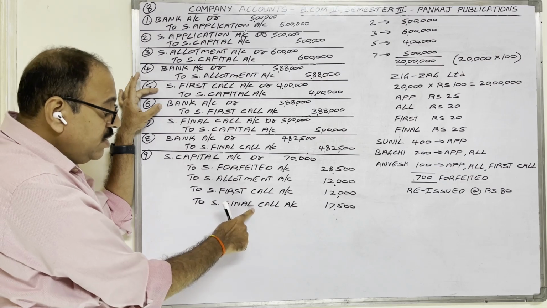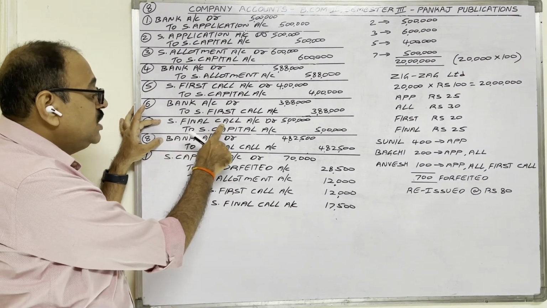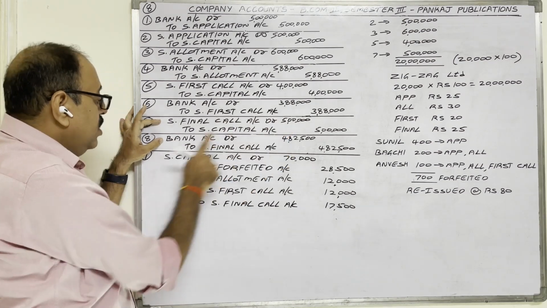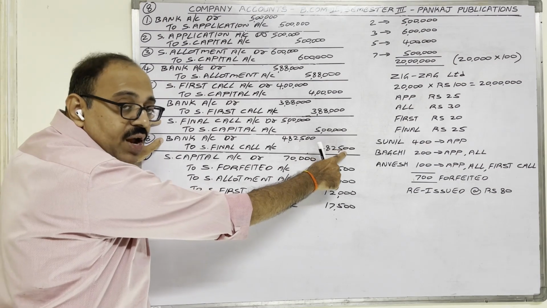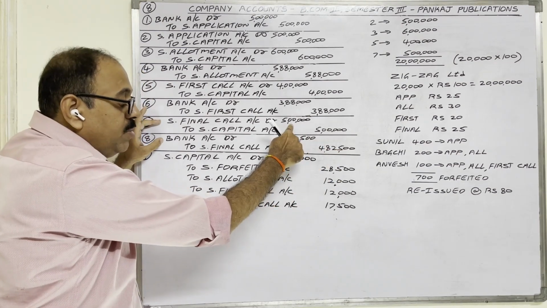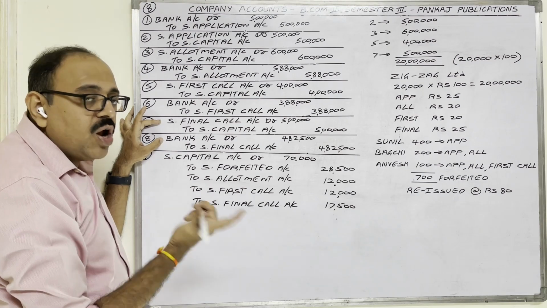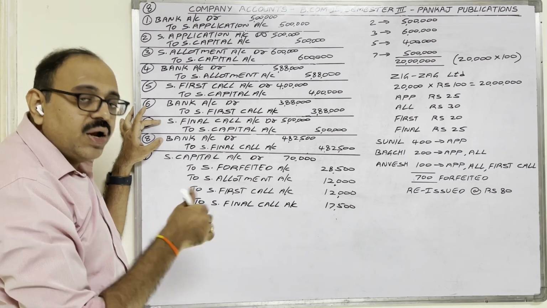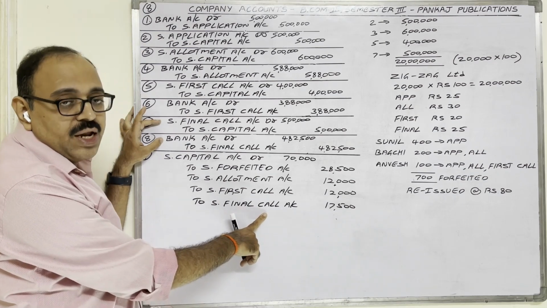Why is it created? See 7th and 8th entries. In 7th entry, we debited share final call with 5 lakh. In 8th entry, we credited with 4,82,500. So finally, there is a debit balance of 17,500 rupees. Now that amount is not going to come. Applicants are not debtors for that amount. Therefore, share final call account is created.